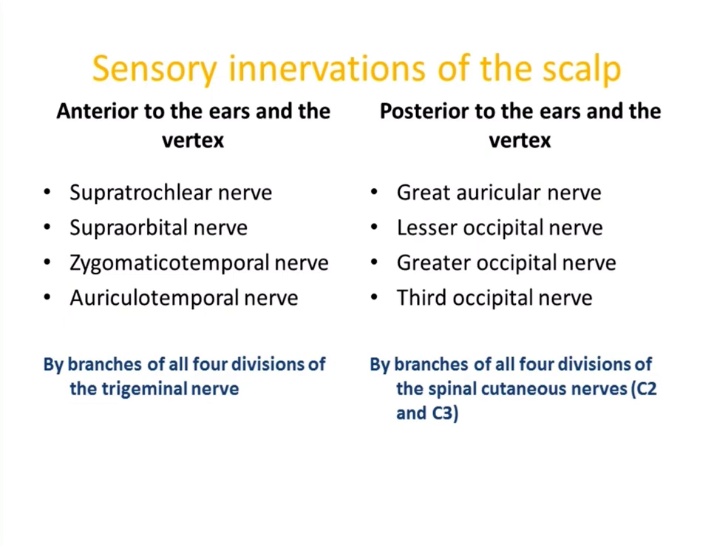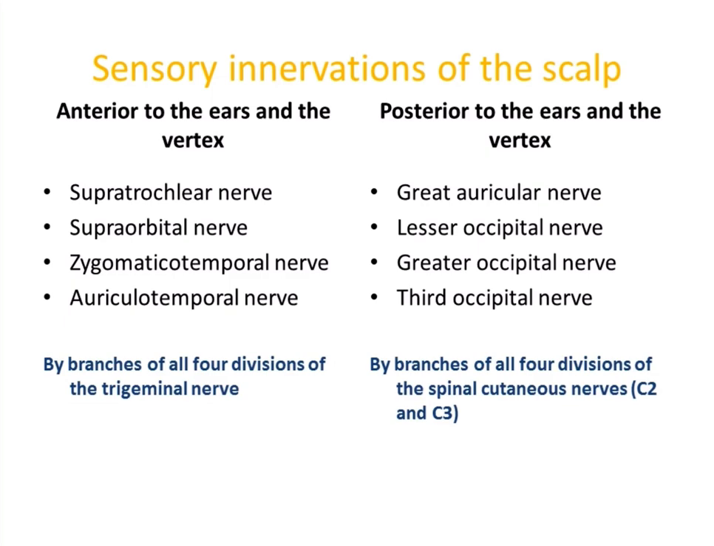What are the four branches of the trigeminal nerve which supply the scalp anterior to the ear and the vertex? The first is the supratrochlear nerve. The second is the supraorbital nerve. The third is the zygomaticotemporal nerve. The fourth is the auriculotemporal nerve. These are the branches of the trigeminal nerve, the 5th cranial nerve, which supply the scalp anterior to the ear and the vertex.